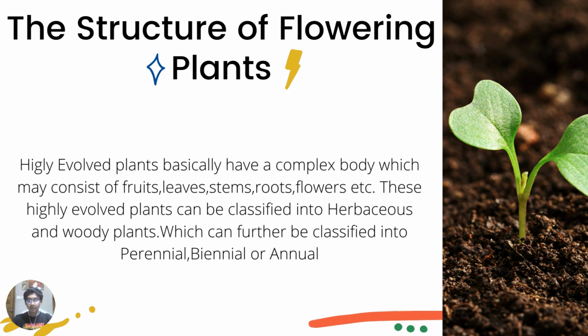Now, these plants can again further be classified into perennial, biennial, or annual. You should know that when I say perennial, I mean they live for many years, and when I say biennial, I mean they just live for two growing seasons, and when I say annual, I mean that they live or survive for a single year.